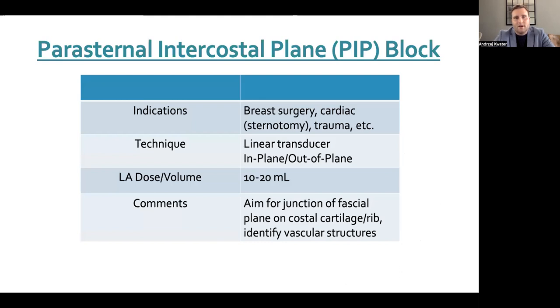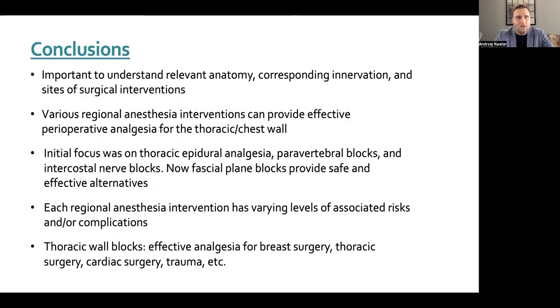So just a quick summary. I talked about the indications for this block. Most of the time we're using a linear transducer going in plane or out of plane. Most people will go in plane with their needle. You only really need 10 to 20 cc's maximum, depending on the efficacy of your injection. And you do want to aim for that junction of the fascial plane onto the costal cartilage or rib, and identify any surrounding vascular structures so that you know where you're injecting. So that summarizes this second portion of the thoracic wall blocks that we'll be going over during the regional workshop.